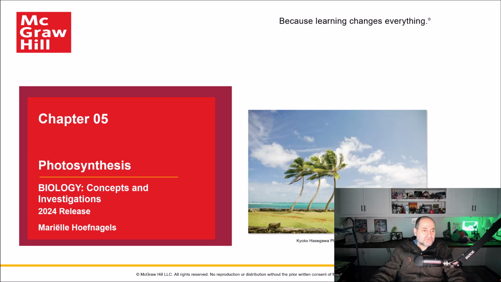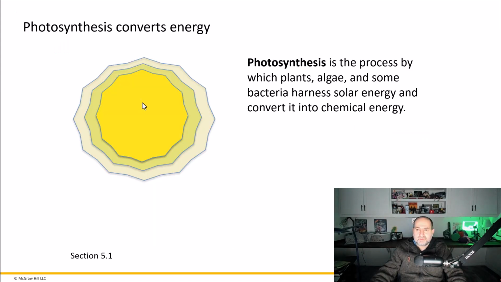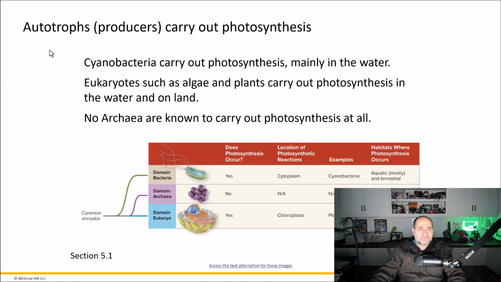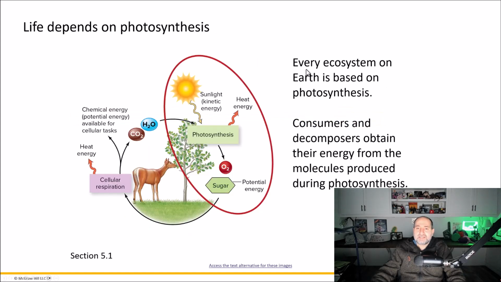Let's start chapter 5 review now with photosynthesis. You should know that photosynthesizers are known as autotrophs or producers. You should know that all organisms, including eukaryotes such as plants and algae, are photosynthesizers. Specialized bacteria called cyanobacteria can be photosynthesizers, but no archaea have ever been shown to carry out photosynthesis at all. You should know that every ecosystem on Earth is based on photosynthesis.